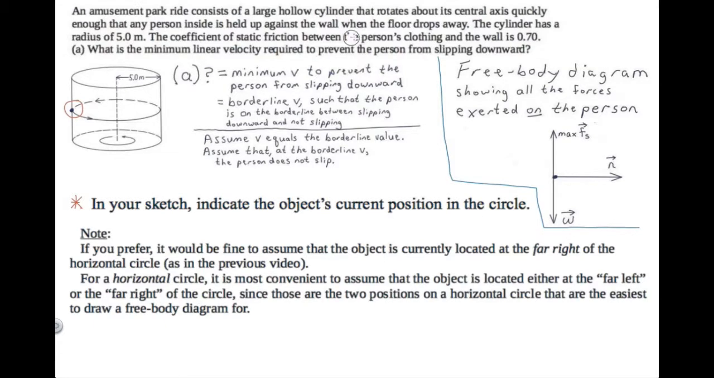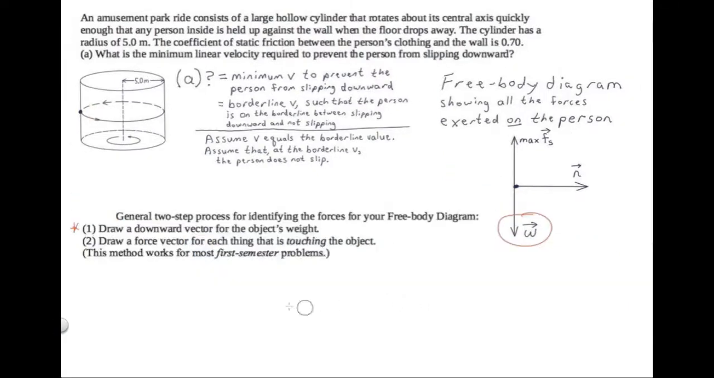Now, the problem actually doesn't specify where the person is currently located in the circle, so let's assume that the person is located at the far left of the horizontal circle. I'll draw a dot at this position to indicate that we're assuming that the person is currently located at the far left of the horizontal circle.